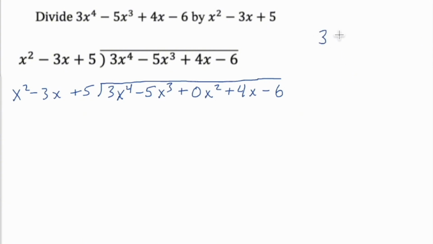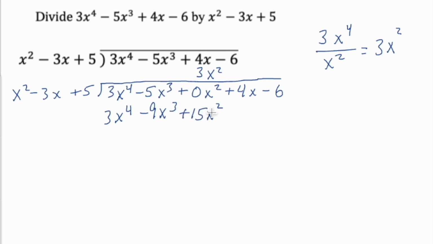We take the first term, 3x to the fourth, divided by x squared. And that's going to be 3x to the second power. So we put 3x to the second power right here, and then multiply 3x squared times x squared. That's going to be 3x to the fourth. 3x squared times negative 3x is going to be negative 9x to the third. 3x squared times 5 is going to be 15x squared. And that's the reason for the placeholder right there. We need something to line this up with. Put a minus sign out here.